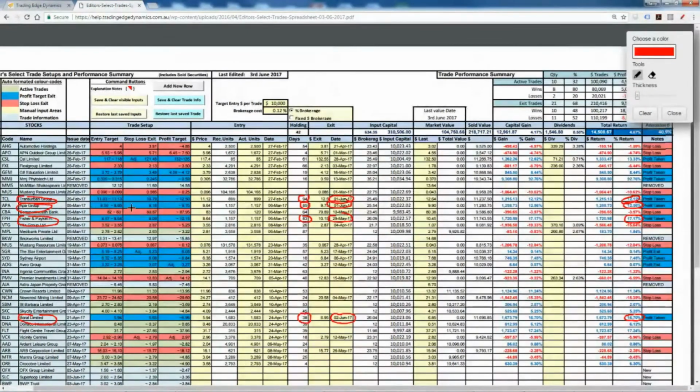APA Group entered on the 5th, sorry, my entry is down here, that's my recommendation date, that's the actual day I entered it. Entered on the 6th of March, held for 85 days, exited on the 1st of June with a profit of 12.5%. Fisher & Paykel entered on the 6th of March, held for 83 days, exited on the 29th of May for a profit of 17%. And the last one, last week, we exited Boral after holding it for 38 days, exited on the 2nd of June with a profit of 16.7%.